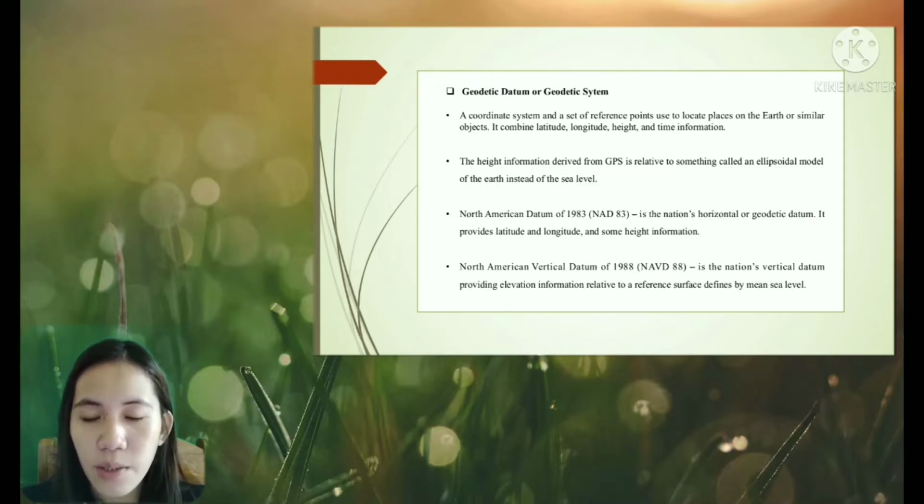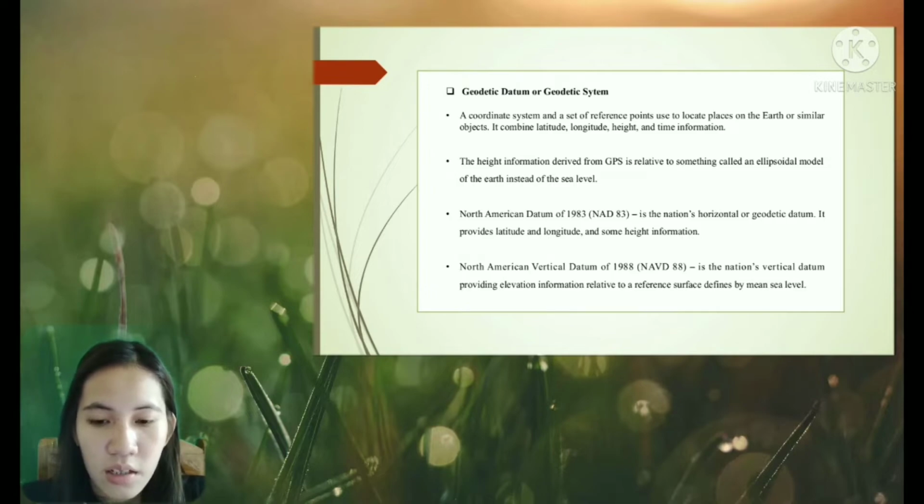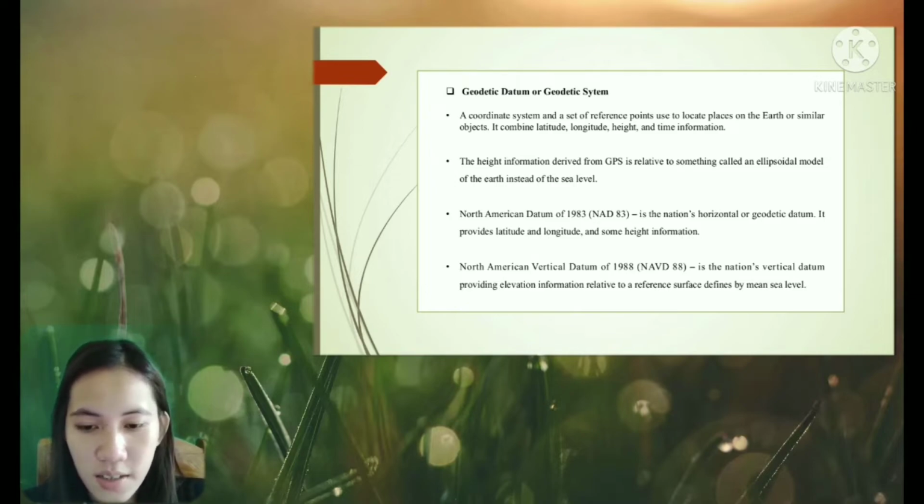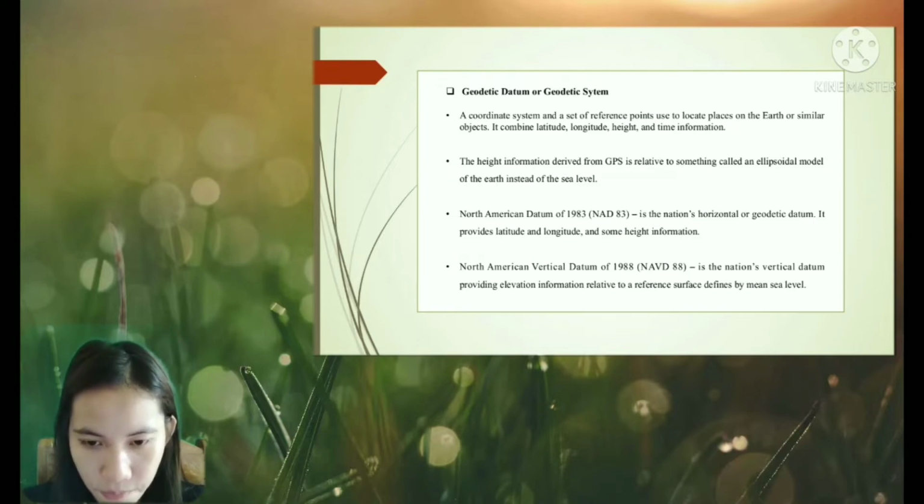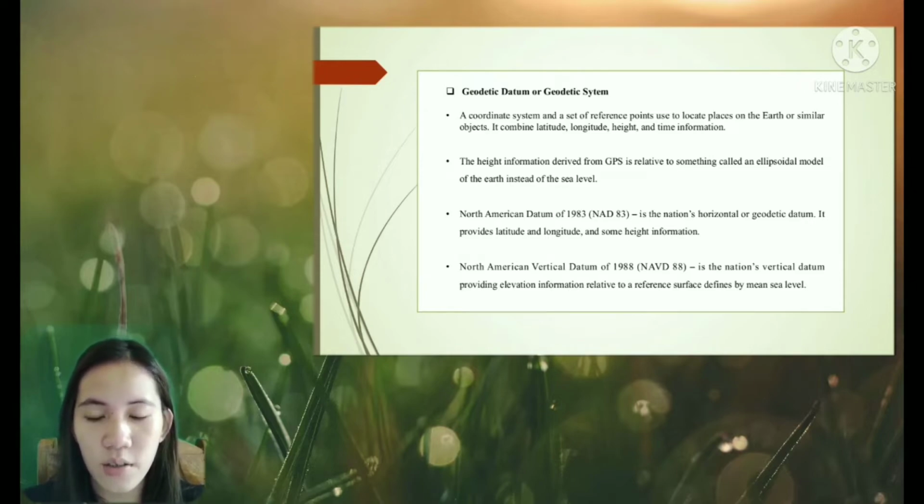So, the North American Vertical Datum of 1988 consists of a leveling network on the Earth in the North American continent, ranging from Alaska through Canada across the United States, affixed to a single origin point of the continent.